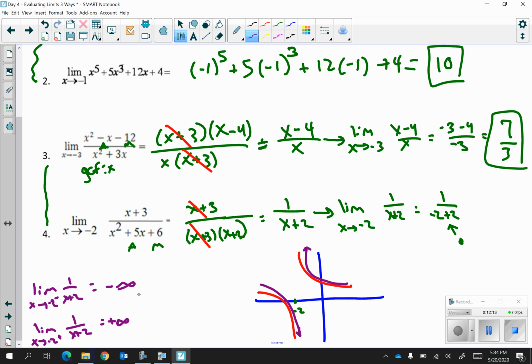But because one is negative infinity and the other one is positive infinity, they do not match. So what you're going to do is write does not exist, DNE. Because at negative 2 on the graph, you have an asymptote going on. And unfortunately, they're going in opposite directions, so that type of discontinuity doesn't allow us to actually have a limit.